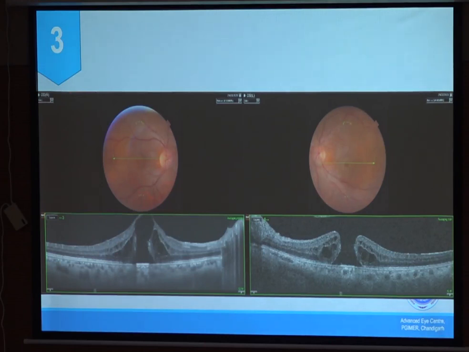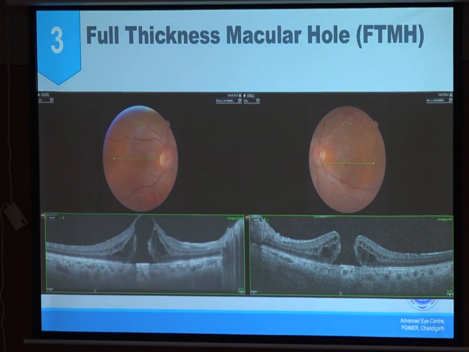When it pulls off the retinal tissue along with it, here there is still some vitreous attached to the edge of the hole, and here it has kind of detached from the edge of the hole.